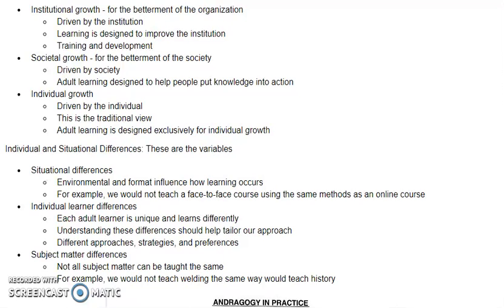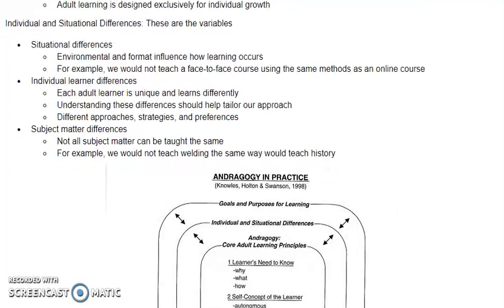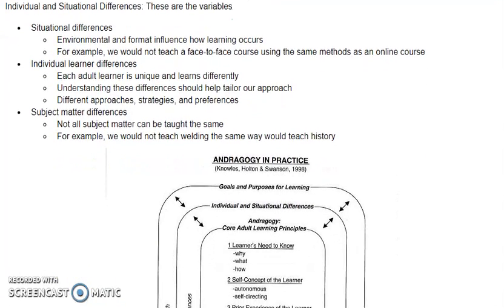And then you have individual growth, which is driven by the individual, more the traditional view, and adult learning is usually designed exclusively for individual growth. So think even for you all in this course, you are in here for individual growth. Now you may be getting reimbursed by your institution, so it could cross those two lines, but this is for your growth.